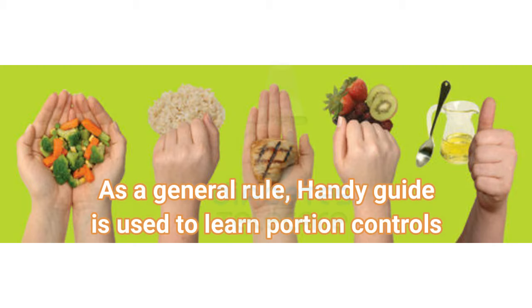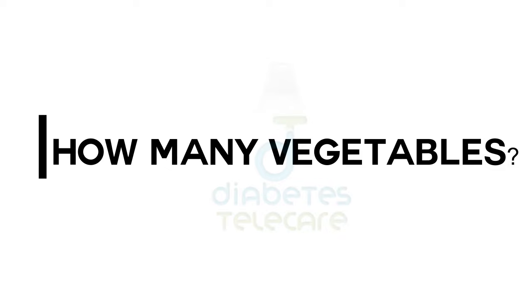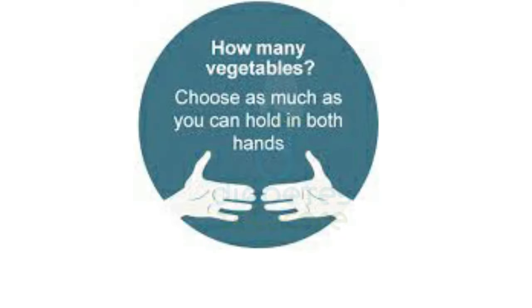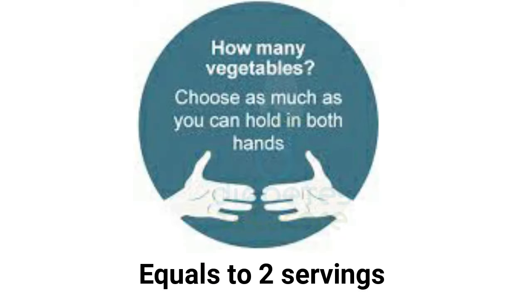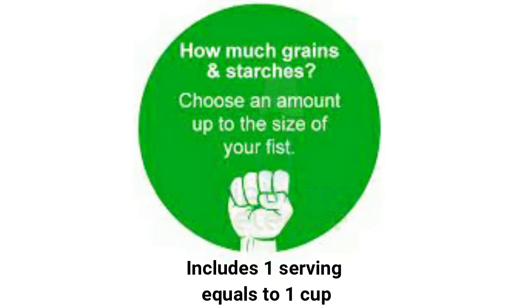As a general rule, the Handy Guide is used to learn portion control. How many vegetables? Choose as much as you can hold in both hands. How much grains and starches? Choose an amount up to the size of your fist.